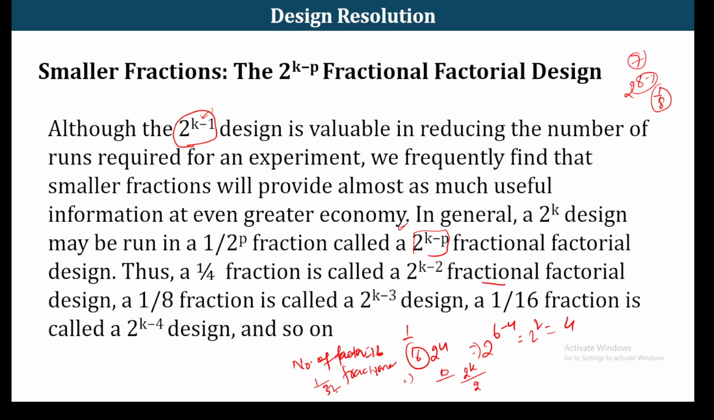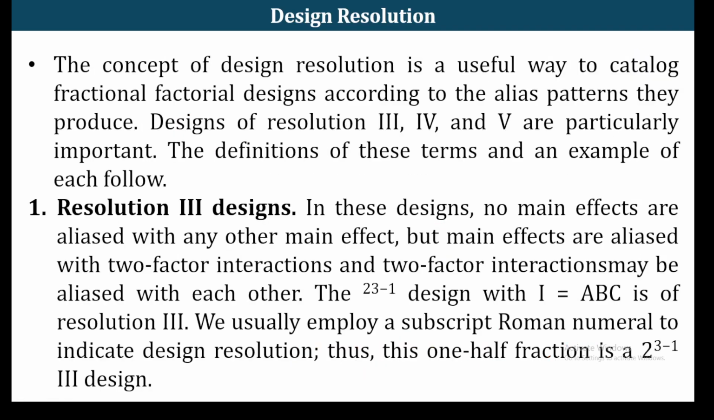So 1 by 32 will become 2 to the power 5 over 2 to the power 16, so 2 to the power 6 minus 5, it becomes 2 to the power 11. So that many runs you have to do in the experiment. That one question was somewhere related to this one, smaller fractions.